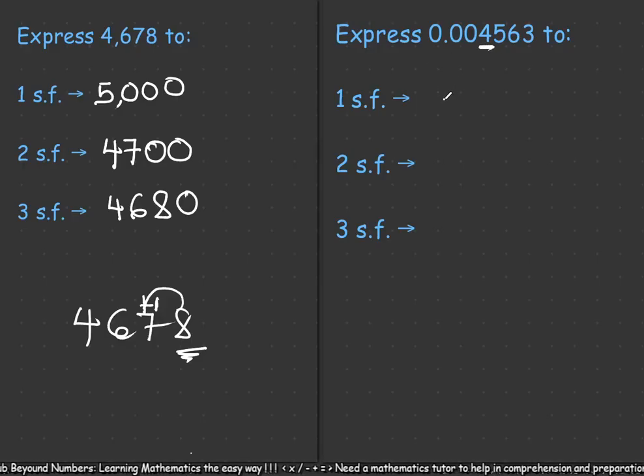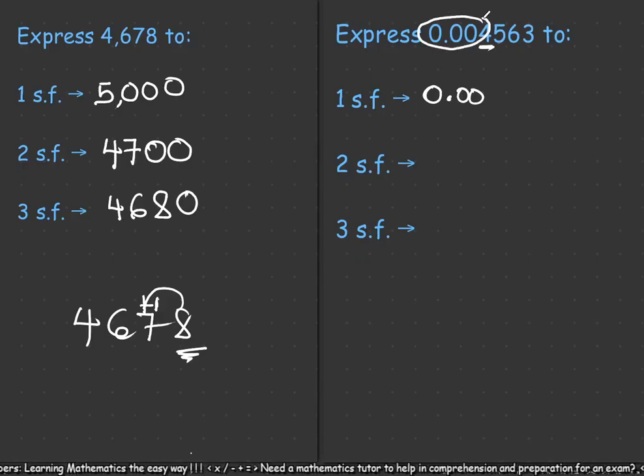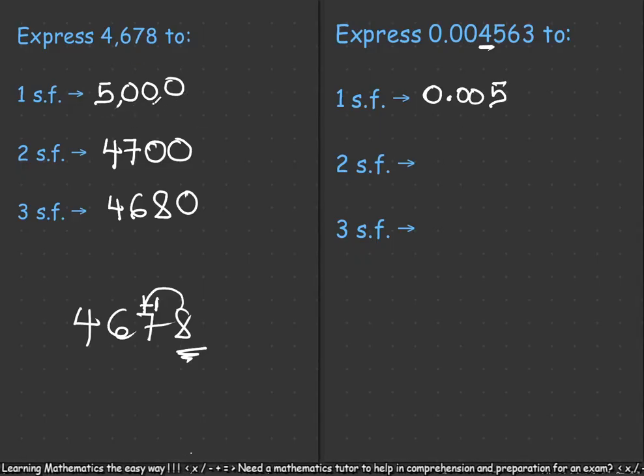We want one significant figure. The digit that comes after it is 5. And we said if the next digit is 5 or more, then we have to add 1 to the preceding digit so that it becomes 5. You see, so this, to one significant figure, is actually going to be 0.00 and we don't omit these ones. So 0.005.